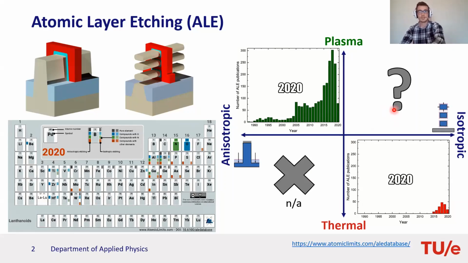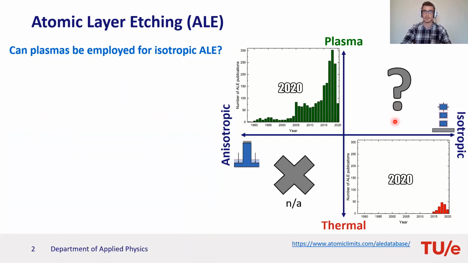So this is the question we want to answer with our research: can plasmas be used for isotropic ALE? This is a largely unexplored region so far, and we want to try and shine a light on this more generally. We also expect that plasmas may offer some merits to processing.